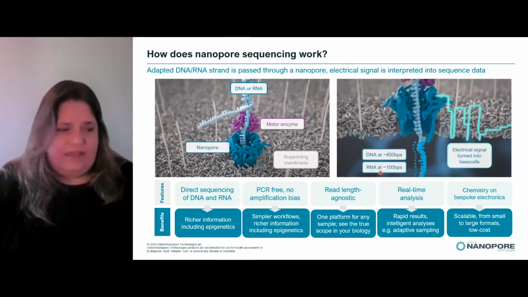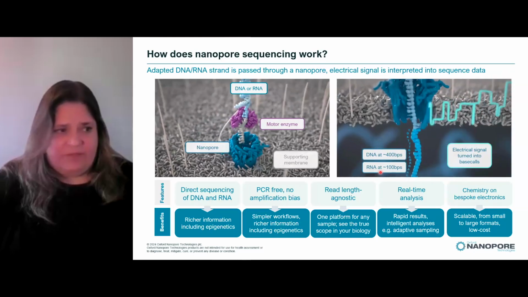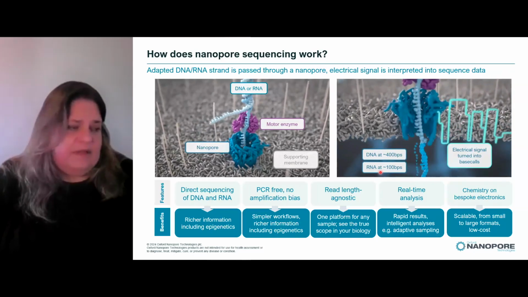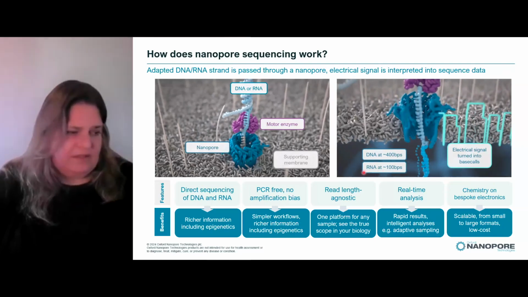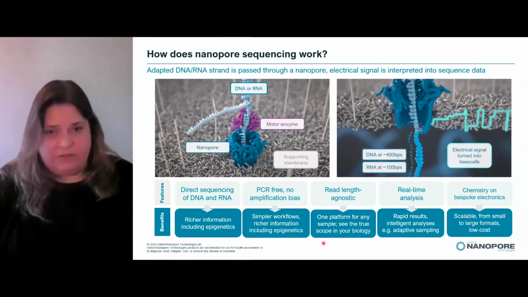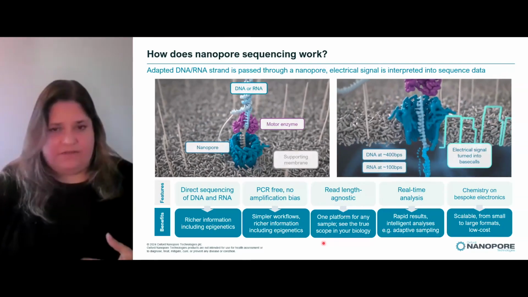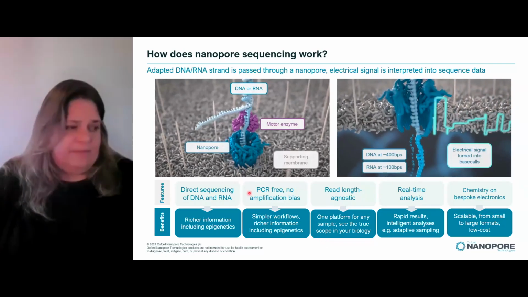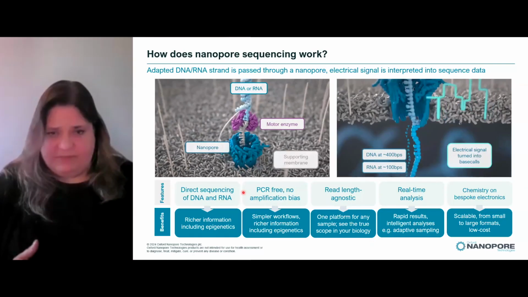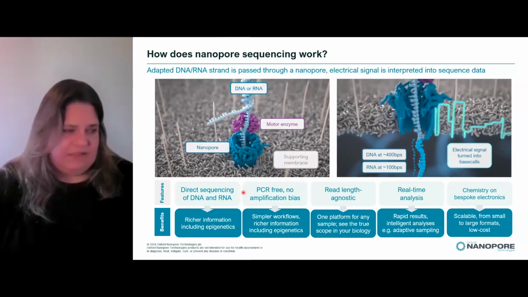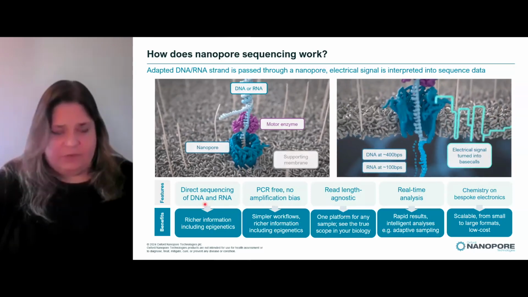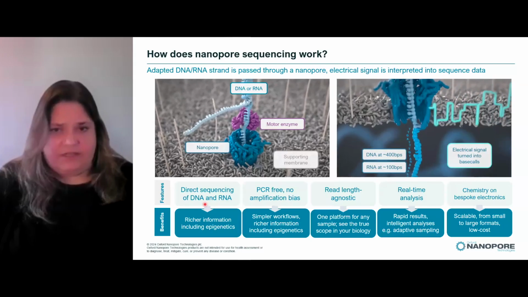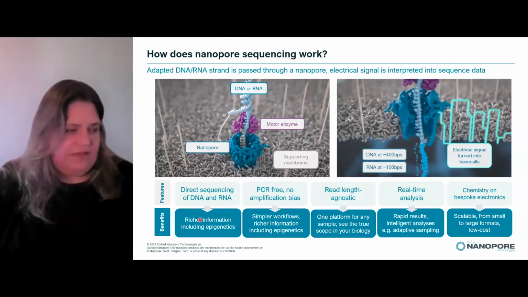For RNA, it's about 100 to 125 bases a second. The thing about nanopore sequencing is that it's read length agnostic. So basically what you put into it is what you're going to get out of it as far as data. We can do PCR-free preps, as I mentioned before, which direct RNA sequencing is. Of course, we can sequence DNA and RNA, and we're the only platform that can sequence RNA directly, which is what I'm talking about today.